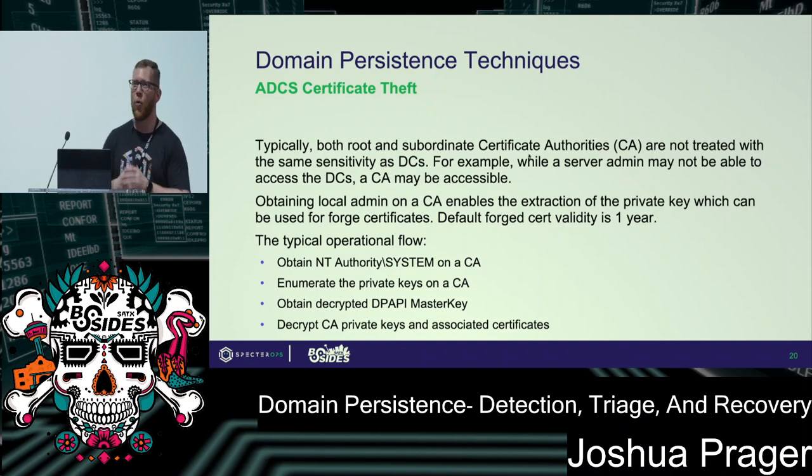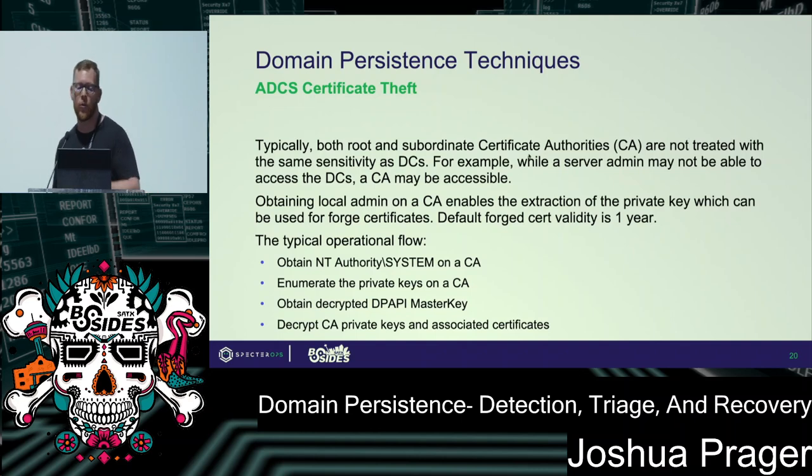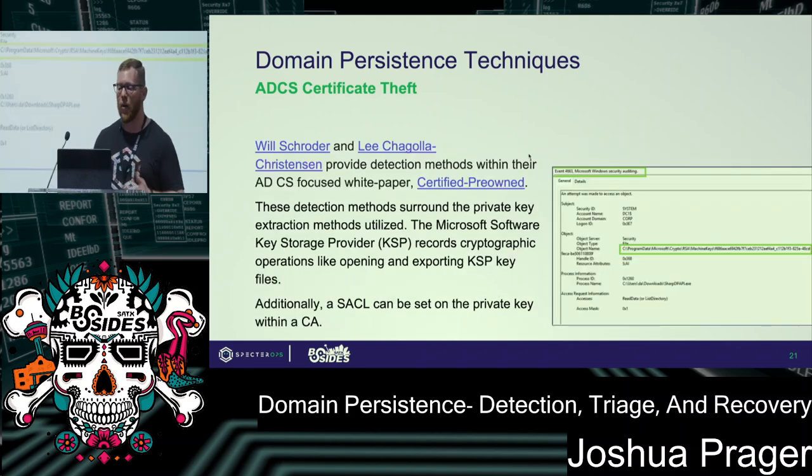That opens up a whole new depth of users that we can abuse and compromise to gain access to a certificate authority or a subordinate CA, okay? Once we can gain local admin access on them, we can enumerate the private keys of the certificate authority. We can obtain a decrypted DPAPI master key, and with that, we can decrypt the certificate authority private keys. Once we have the private keys, we can begin forging certificates, laterally moving throughout the environment, okay?